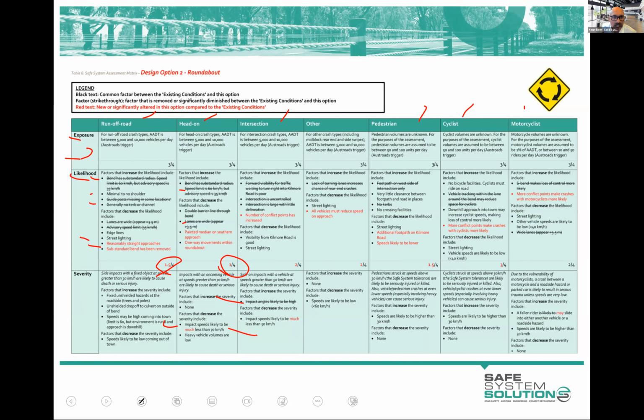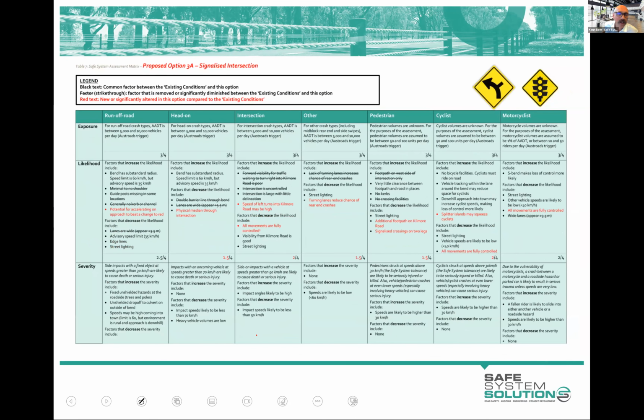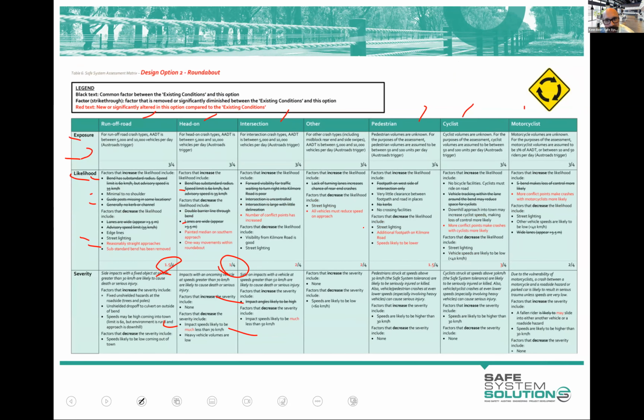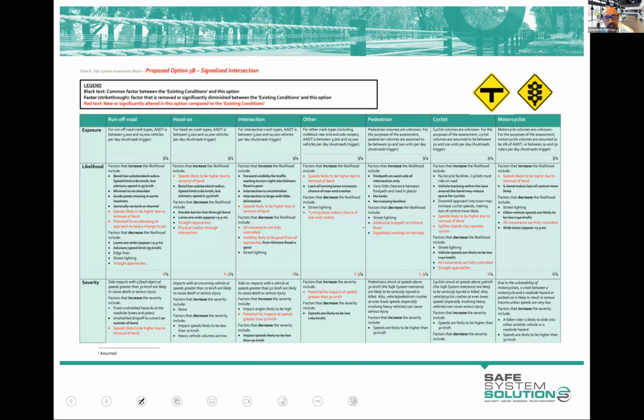Then you go back and you take your existing conditions again and you paste it and you look at your next design. And you do the same thing. You're crossing out these bits and changing these bits and altering this and changing these scores, change here, and you go through and do that for your next design. And then you go back and take the existing conditions and paste it. And you keep doing this for as many design options as they give you.